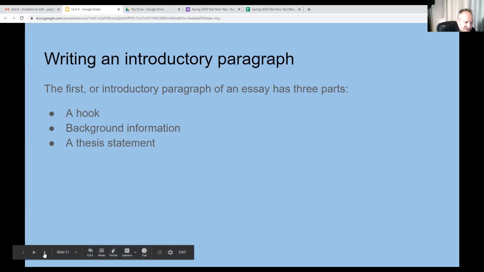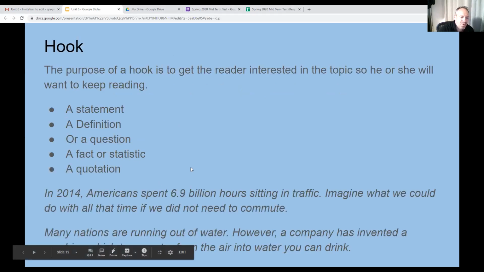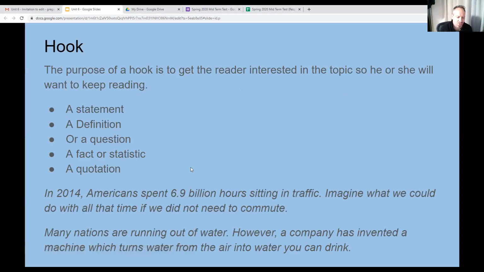So let's keep going. The hook, firstly, obviously hook is like, in Korean when you say hook song, in English you'd say like a catchy song. It's easy to remember, it hooks you like a fishing hook. The purpose of a hook is to get the reader interested in the topic, so he or she will want to keep reading. So it needs to be something fun, interesting, shocking.